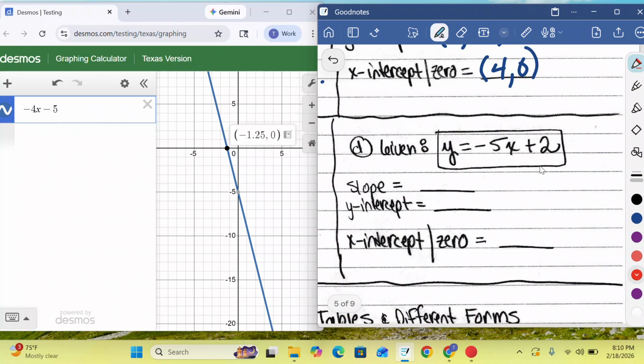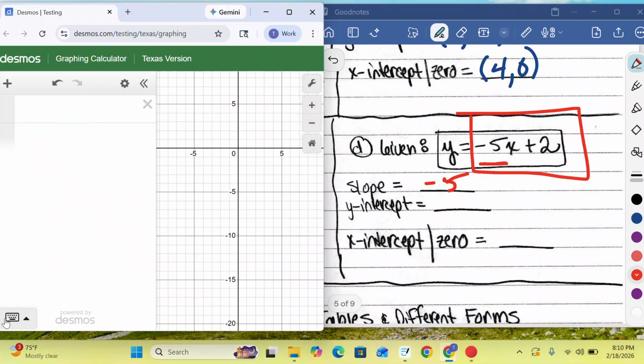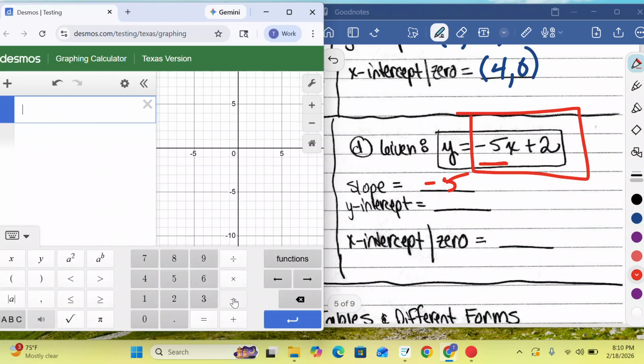Once again, my slope, just by looking at this line, my slope is negative 5. Now I'm going to input this part into Desmos, and I'm going to let Desmos do the work. So I'm going to put in negative 5x plus 2. And if you want to put y, you can put y, just never put f of x because it confuses us. And now I have my graph.